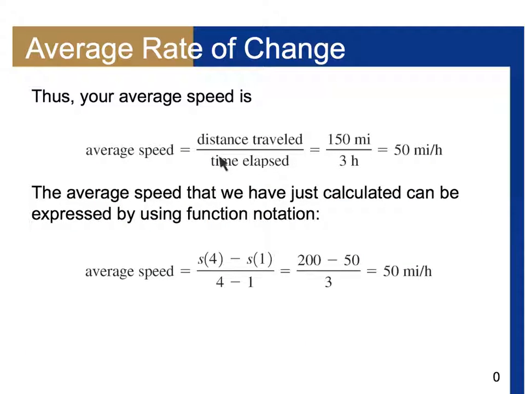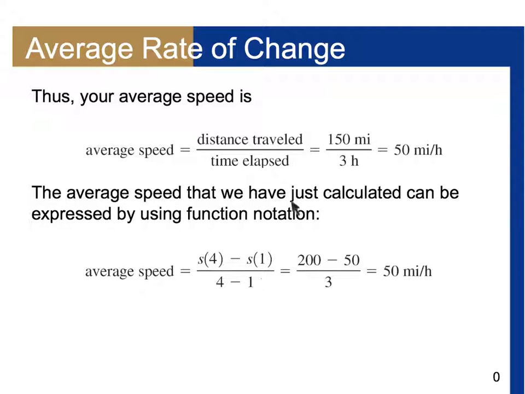And then we just divide. So we're looking at average speed would be distance traveled over time elapsed, so that's 150 miles over 3 hours, which is 50 miles per hour. Okay. We can use function notation here. This would be S of 4. That's the S value at t equals 4. S of 1, the S value at t equals 1. So take the difference in the S's divided by the difference in the t's. Okay, so that gives us that 50 miles per hour.